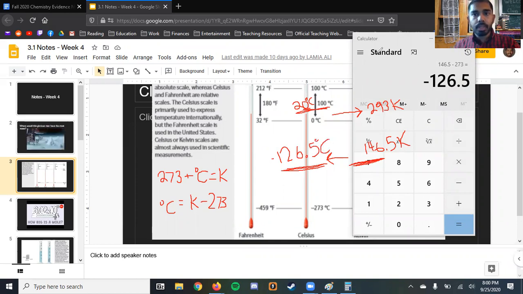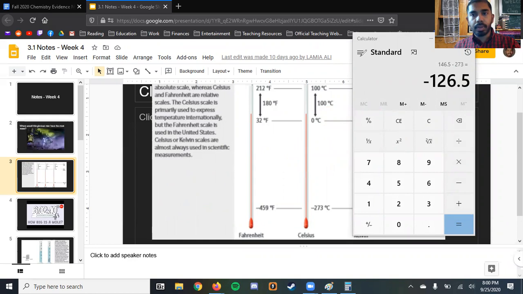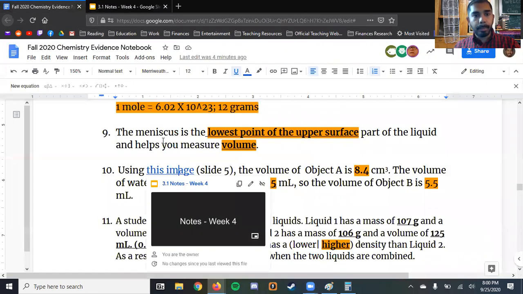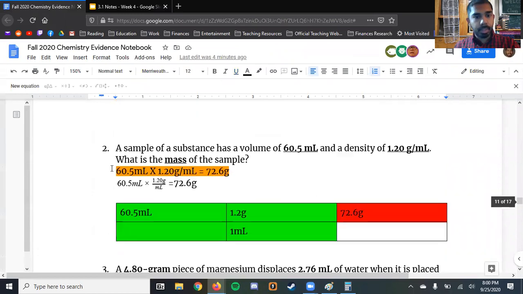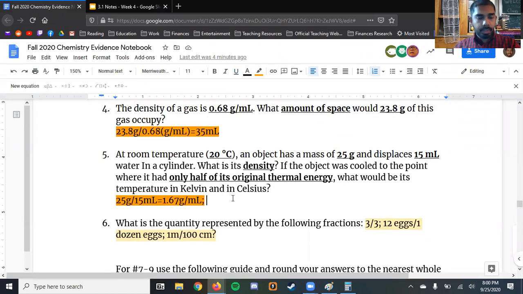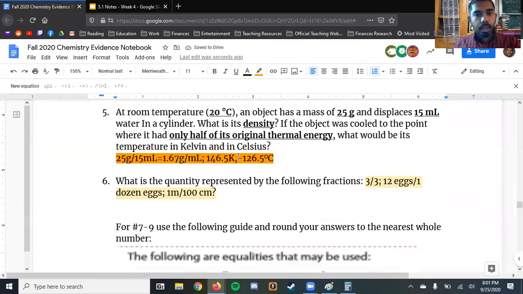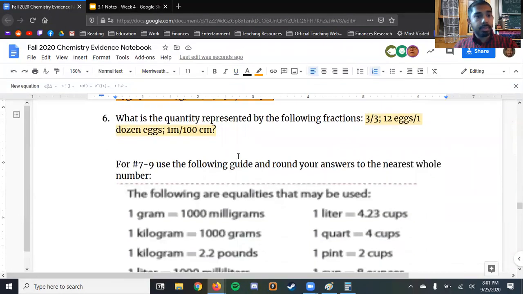Great. So we're going to clear that off, exit that, and go over here. Scroll back down to assignment number 3. And so we have our temperatures: 146.5 Kelvin and negative 126.5 degrees Celsius. Then that's it. Now, this is where conversion factors get fun.